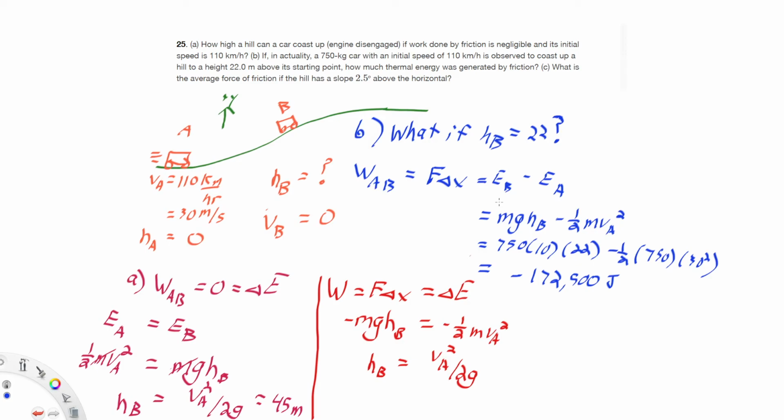Do we consider the distinction between conservative and non-conservative like the book does? Yeah, this is basically asking what is the work done by non-conservative forces. So if we have lost 172,000 joules of energy from A to B, that must mean that non-conservative forces have done negative 172,000 joules of work. Is that what you were asking? Okay.